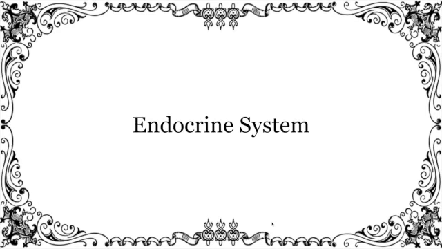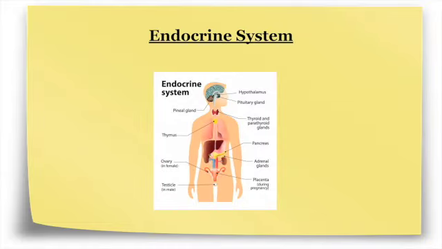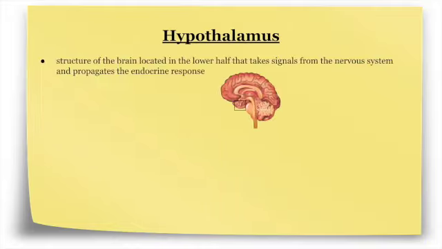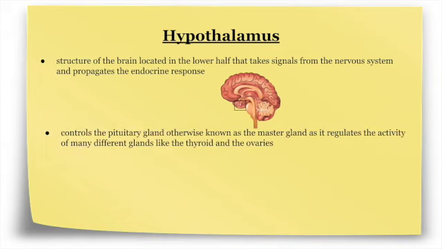Another important system of the human body is the endocrine system. This is a system made up of hormones that carries messages using different glands. What connects the endocrine system to the nervous system is the hypothalamus. It is a structure of the brain located in the lower half that takes signals from the nervous system and propagates the endocrine response. It also controls the pituitary gland, otherwise known as the master gland, as it regulates the activity of many different glands, like the thyroid and the ovaries.